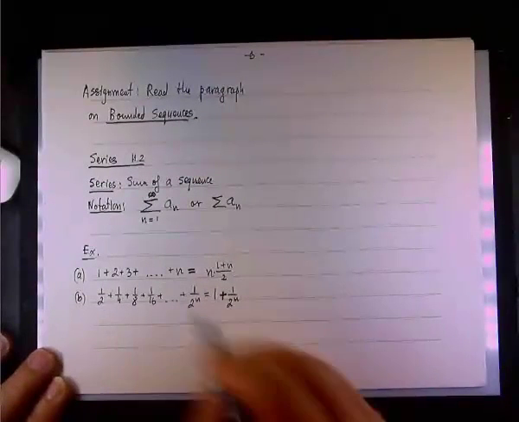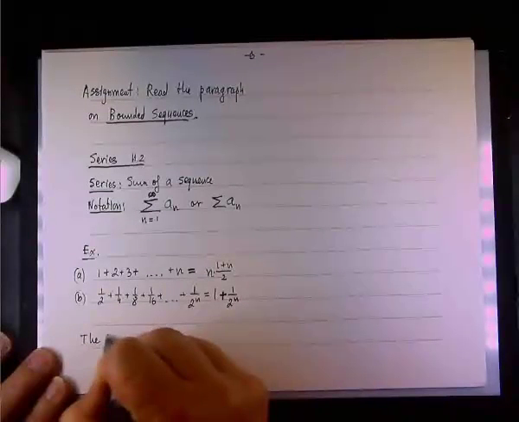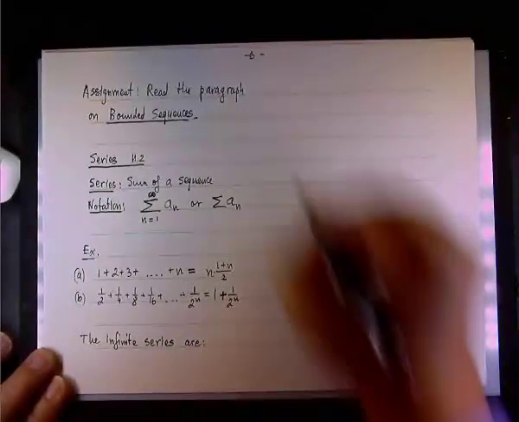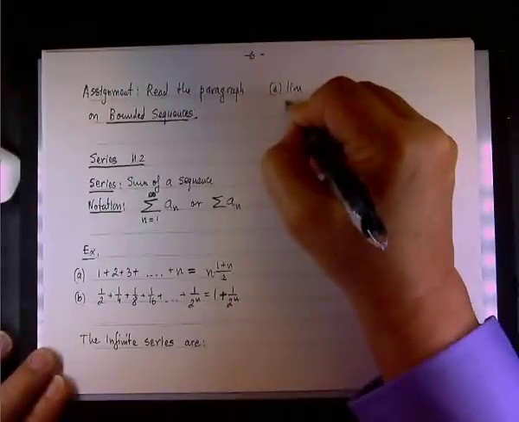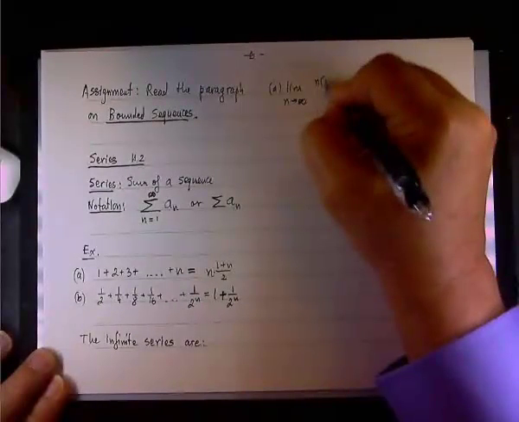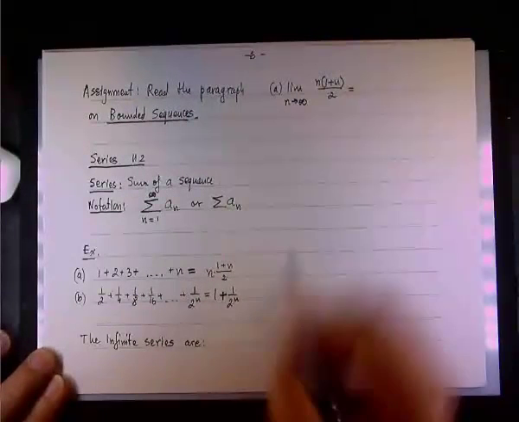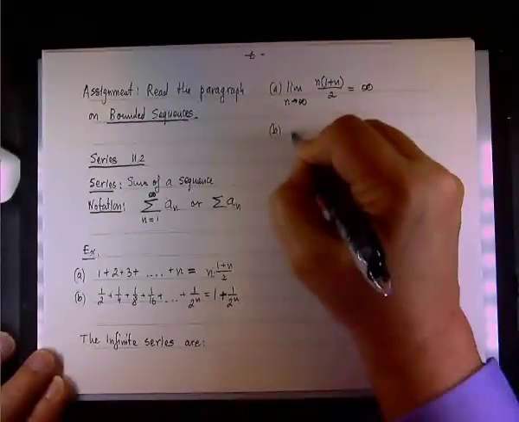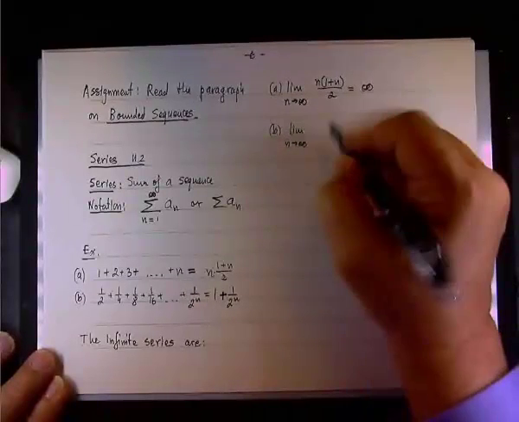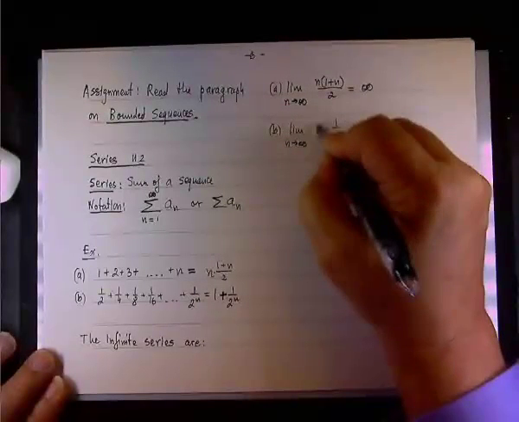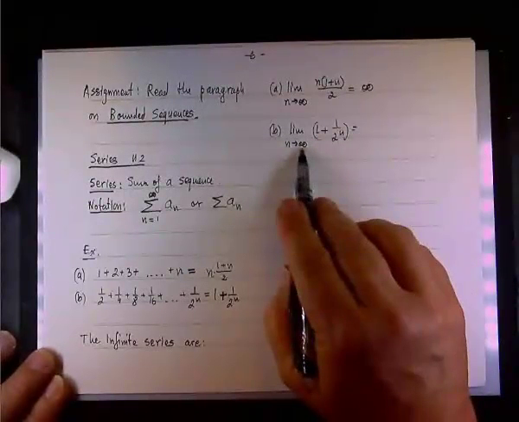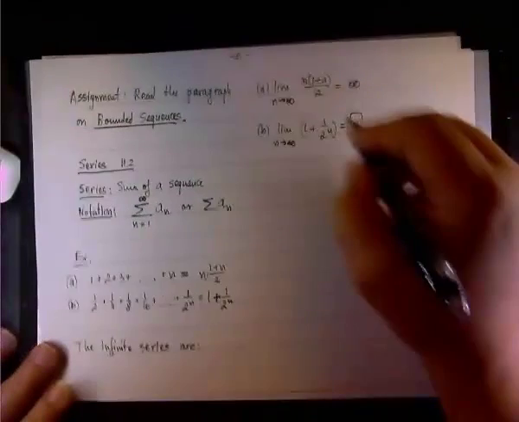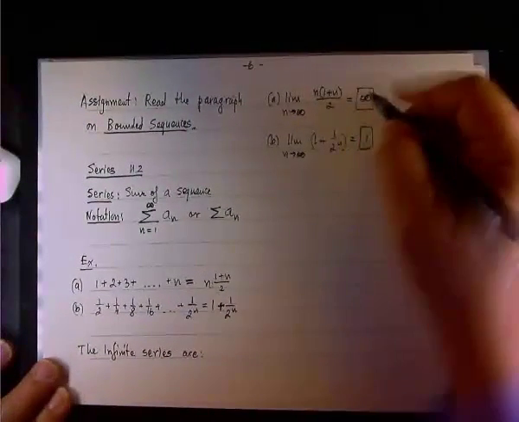Okay? So if we take the limit now for infinite, this is for finite, so the infinite series. For A, we're going to take the limit as n goes to infinity of n times 1 plus n divided by 2. Well, this will go to infinity. So this is going to diverge, so there's nothing to do here. But if we do part B, if you look at the limit as n goes to infinity of 1 plus 1 over 2 to the power of n, well, 2 to the power of n will go to infinity, and 1 over 2 to the power of n will go to 0. So this will be 1 by itself.